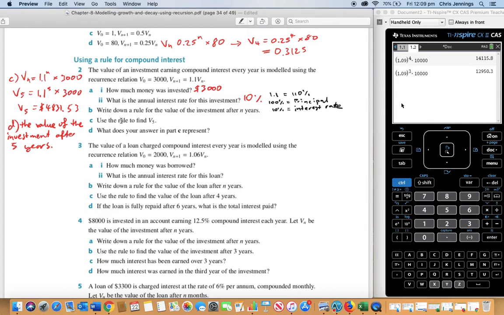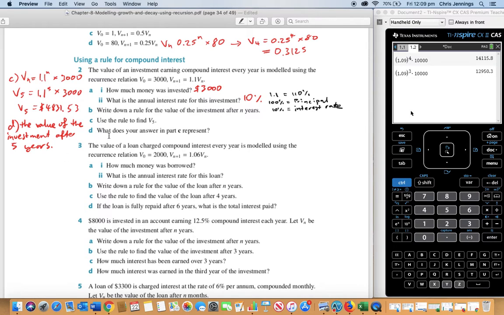Part B. Write down a rule for the value of the investment after n years. So I've just written that around the wrong way there. So what we got here, Vn equals 1.1 to the power of n times the 3,000. Use your rule to find the 5th year. So put a 5 where you see the n, which gives us that amount. I just did all that in the CAS.